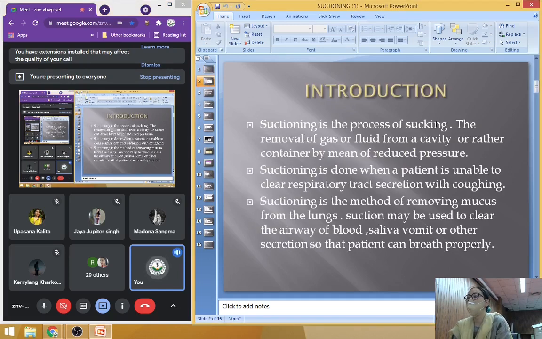Suctioning is the process of sucking, the removal of gas or fluid from a cavity or container by means of a reduced pressure, okay? So suctioning is done when a patient is unable to clear respiratory tract secretion with coughing. Suctioning is the method of removing mucus from the lungs. It may be used to clear the airway of blood, saliva, vomitus, or other secretion so that the patient can breathe properly. Because of all these reasons we do suctioning.